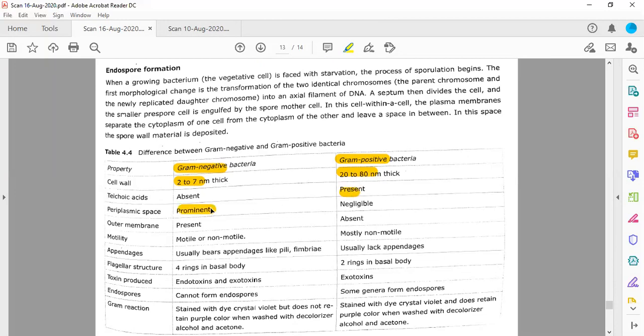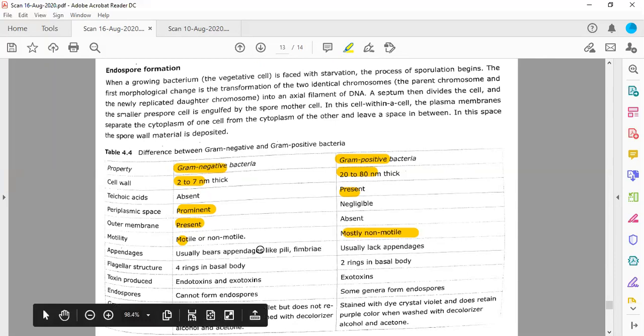Periplasmic space is prominent in gram negative bacteria because it is the space present between the outer membrane and plasma membrane. Outer membrane is only present in gram-negative bacteria. Motility: gram-negative bacteria are mostly motile. They can be non-motile, but gram-positive bacteria are mostly non-motile in nature. The flagella or other structures, for example type 4 pilus, are mostly prominent in gram-negative bacteria, so they are motile. Gram-positive bacteria are mostly non-motile.